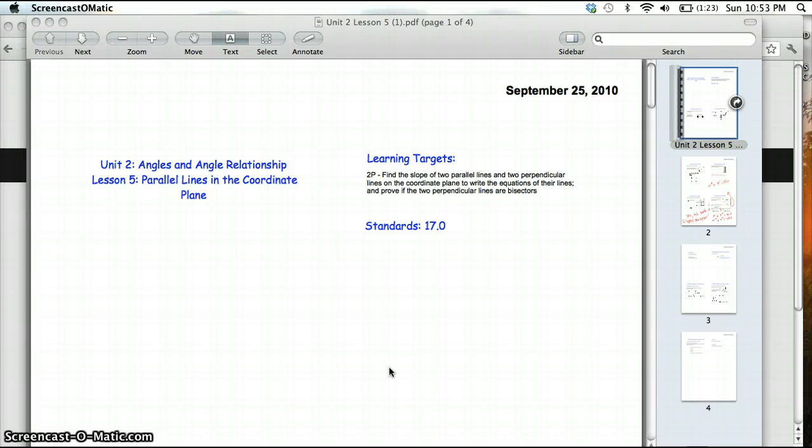Okay, so we're still on angles, and now we're going to talk about angles within parallel lines and how to specifically use the coordinate plane to figure out if two lines are parallel. By the end, you're going to be able to find the slope of two parallel lines and two perpendicular lines on the coordinate plane, to write the equation of their lines, and to prove if those lines are perpendicular or if they're parallel.